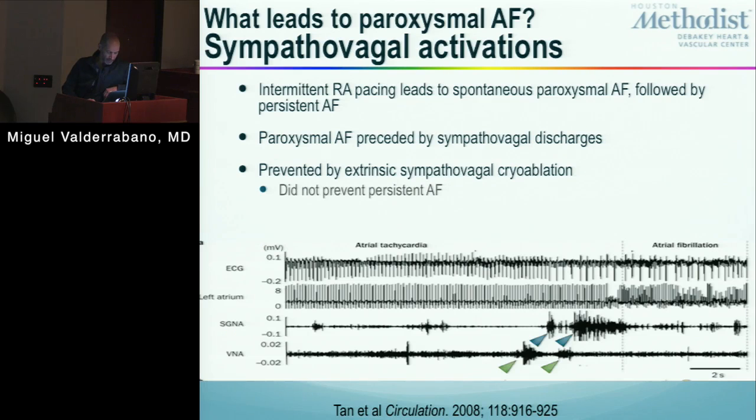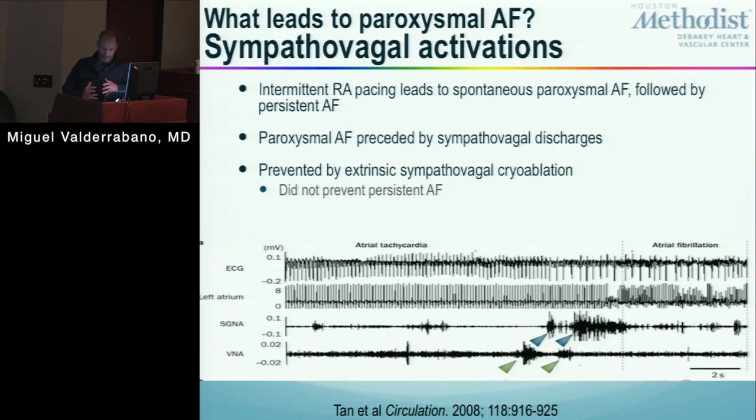What we know is in animal models of paroxysmal AFib, when a dog is paced intermittently every day for several hours, the dog will go on to develop paroxysmal AFib during the times he's not getting paced. This happens for a few weeks. When you record the sympathetic stellate ganglion nerve activity and the vagal nerve activity, it's fascinating that preceding the atrial fibrillation, you get simultaneous vagal and sympathetic activations.